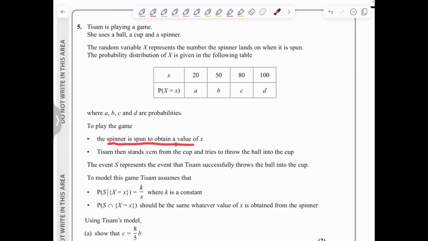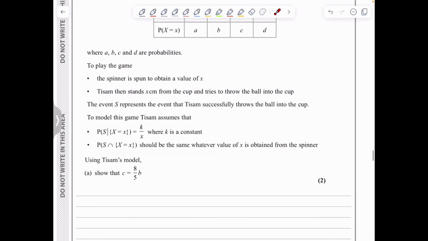We spin the spinner once to obtain a value for x, and Tissam then stands x centimeters from the cup trying to throw the ball into the cup. Now the event capital S represents the event that Tissam successfully throws the ball into the cup, and we are modeling this game under the assumption that the probability of S given x is simply k over x, where k is a constant, and the probability of S intersection x is the same irrespective of the value of x obtained.